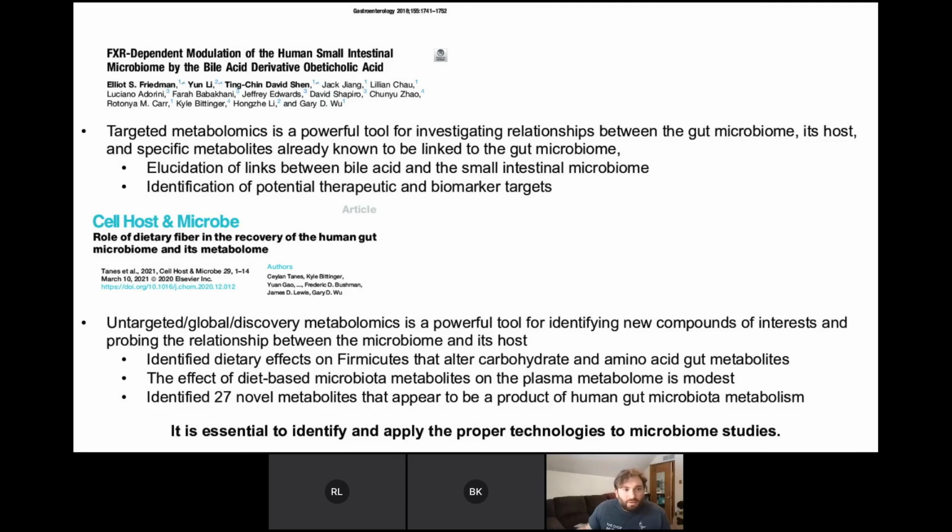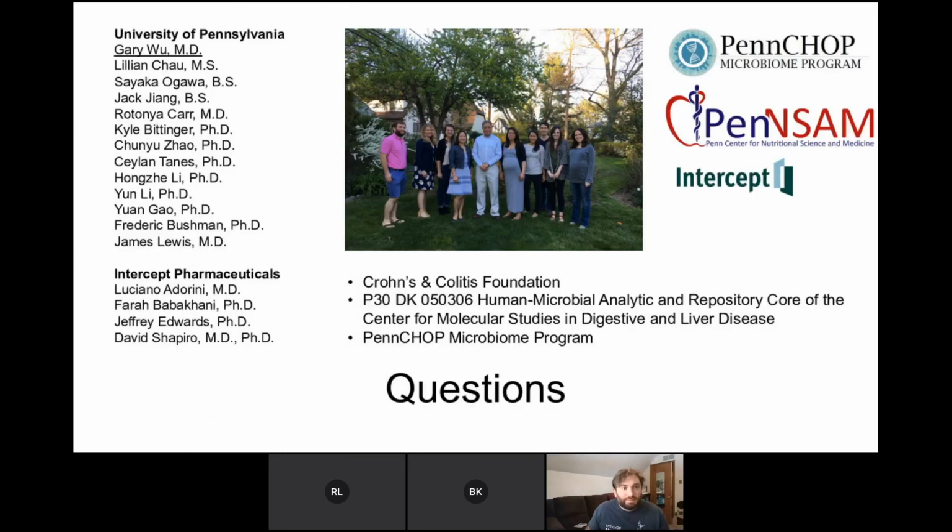To bring it back to our previous example, this untargeted approach is really useful for identifying new compounds of interest and really probing the relationship between the microbiome and its host. And so I'll simply conclude by saying it's very important to identify and apply the proper technologies, in this case metabolomics technologies, to microbiome studies so that you get the most applicable results for your study.